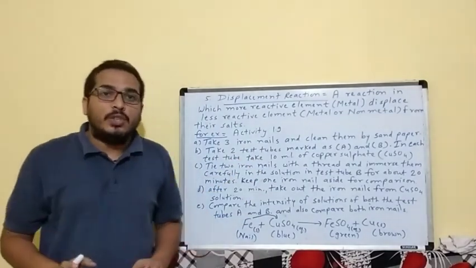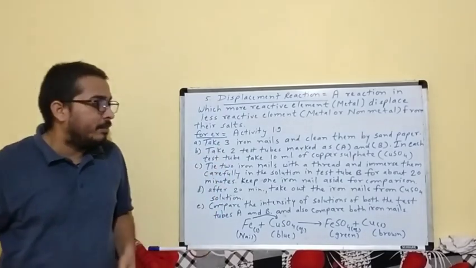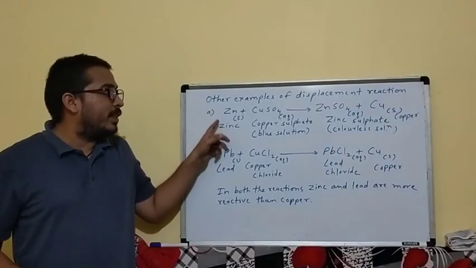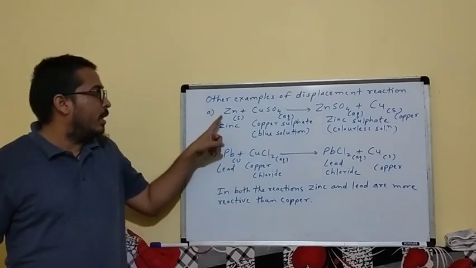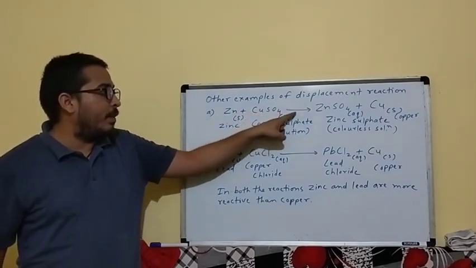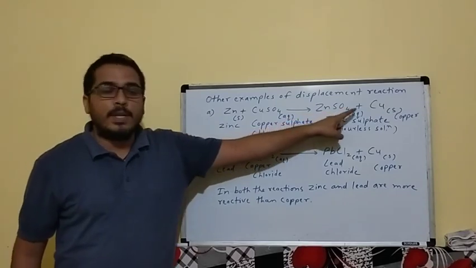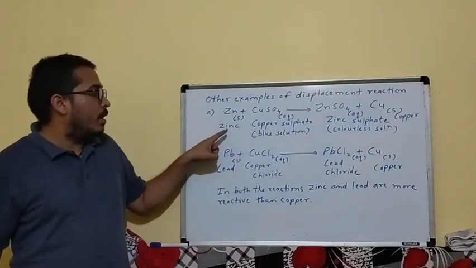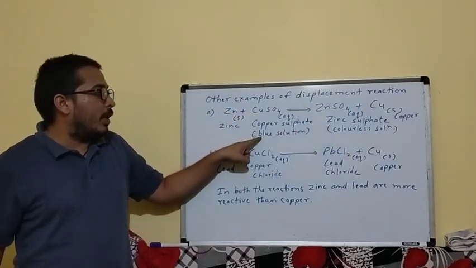You can take the screenshot of this particular content. So there are some other examples of displacement reaction. Zinc will react with copper sulfate. It will form zinc sulfate plus copper. Copper sulfate is a blue color solution.